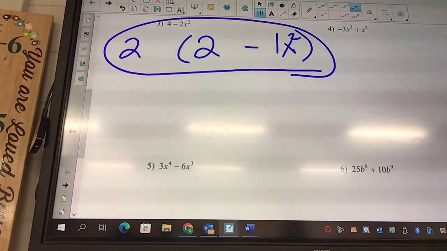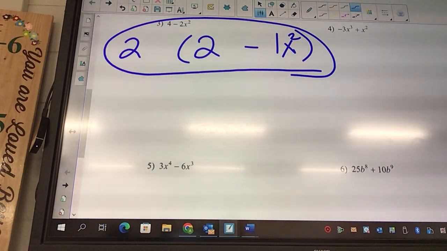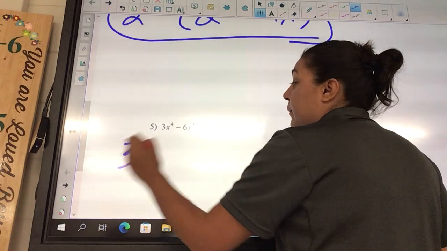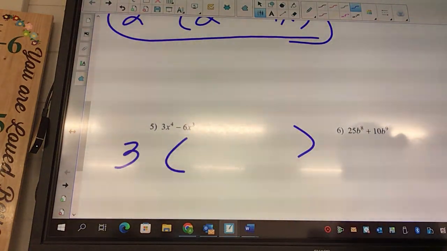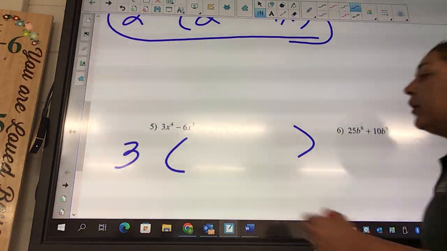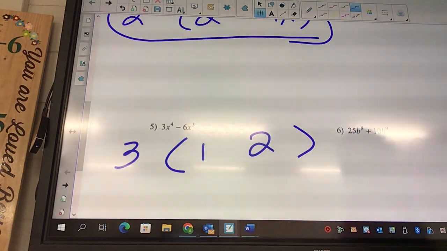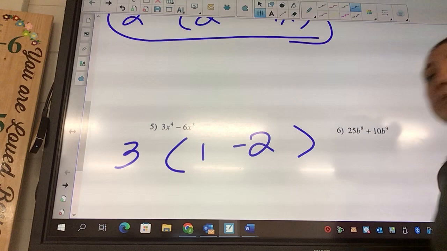Look at number 5. What is the biggest number I could possibly take out? 3. Is it in fact 3? Yeah, 3 is the biggest number that will go into 3 and 6. So I can pull out a 3. What is 3 divided by 3? 1. 6 divided by 3? 2. Then put your signs back.